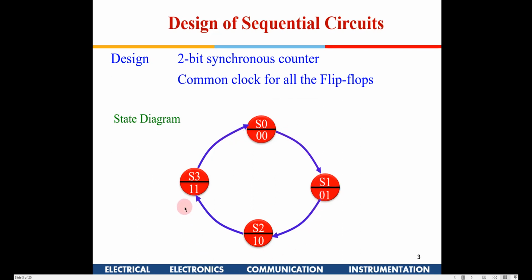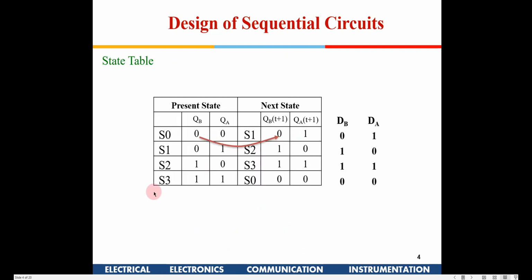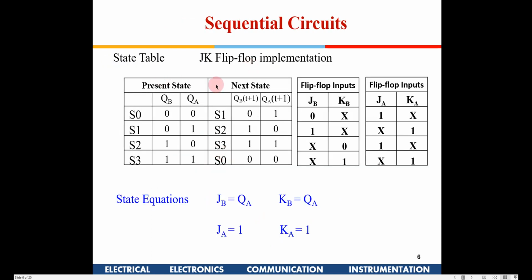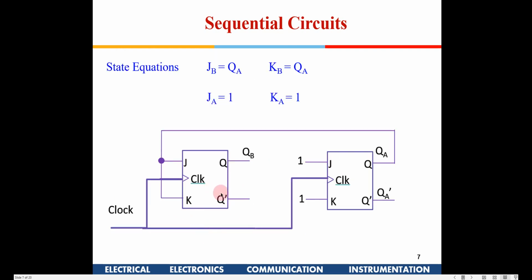First you make the required state diagram, and then you transfer it into a state table. From the state table, depending on the flip-flops you are using, you make this table, and from here you derive the state equations, and from the state equations you make the circuit. The procedure is simple. We will take one or more examples, then things will be clear.